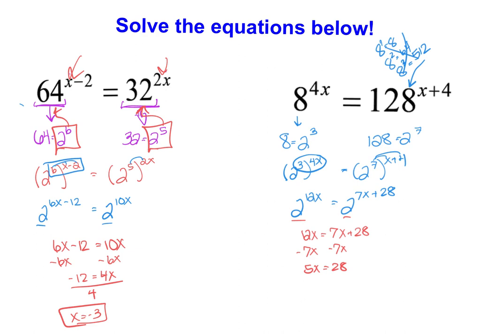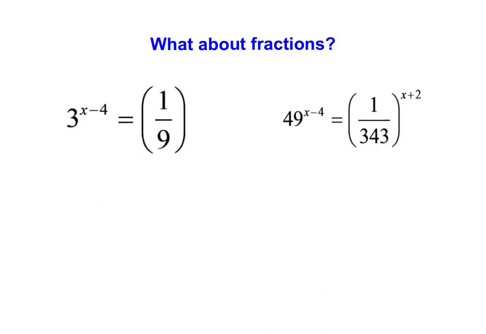And then here, in order to get x alone, I need to divide by 5. So we end up with x is equal to 28 over 5. So this slide is just meant to show you that sometimes we're going to have to change both bases so that they can have a common base, and we can then set those exponents to be equal. So now let's focus on what we do when we have fractions.